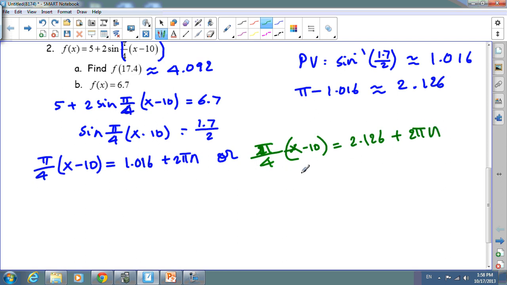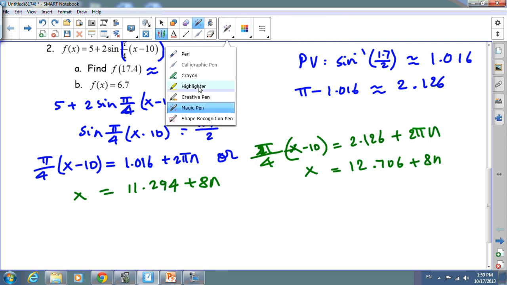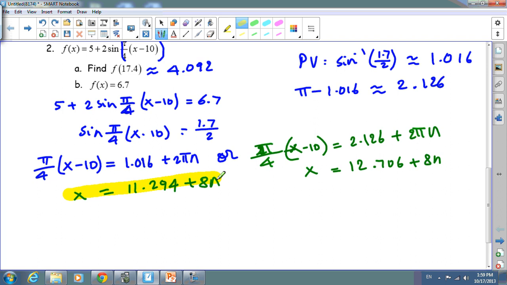If you solve it correctly, you should end up with, on this side, x is equal to 12.706 plus 8n, and on this one you should end up with x is equal to 11.294 plus 8n. Note that these two actually represent your general solution. This is the first one, and this one, of course, is your second equation.